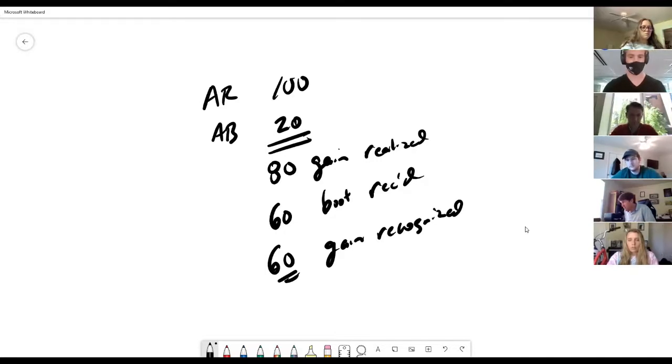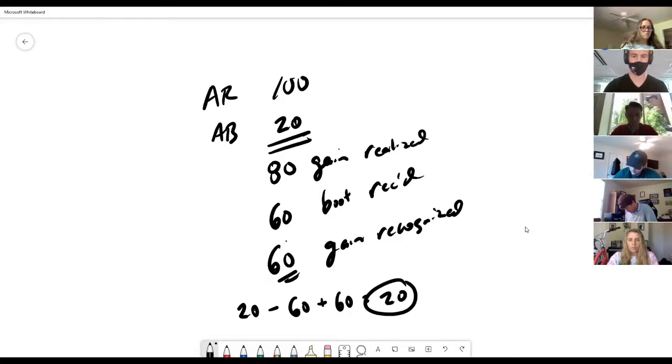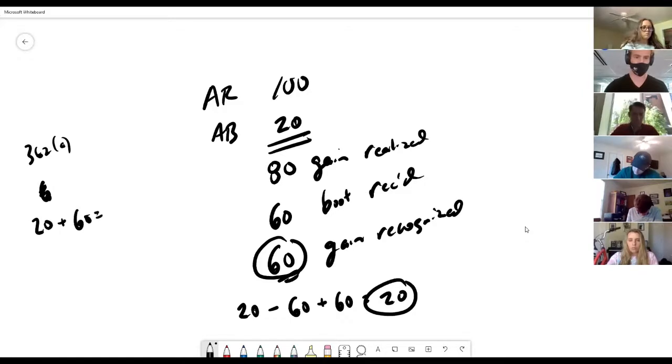And then that's going to ripple through. C's basis in the stock is the carryover basis minus the boot received plus the gain recognized, so 20. So instead of 0 basis in stock, there's 20 of basis in stock. That'll make sense. And the corporation's basis in the property is going to be under 362(a) 20 plus 60, equals 80.